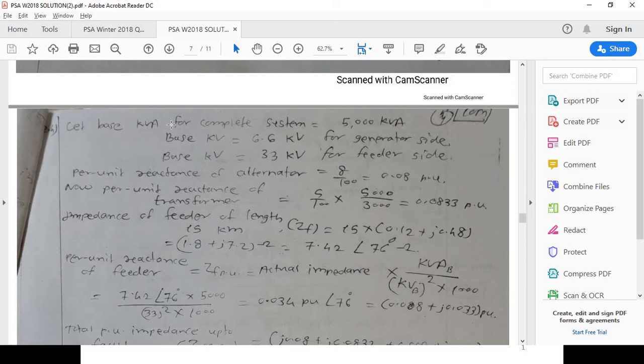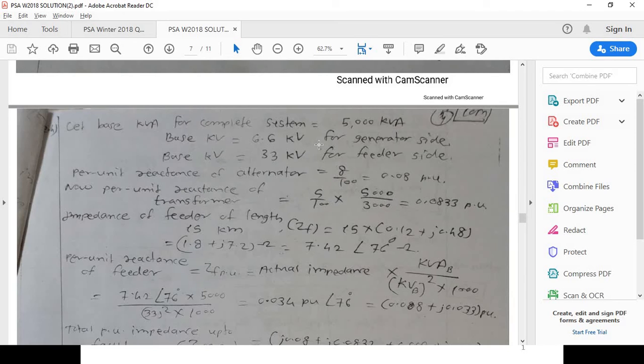But your base value of the voltage or current will not affect the final value, because of course your per unit value may change, but when you convert that per unit value into the actual value, that value will be the same. So you can consider the base value of power. Here we will consider the transformer rating as the base value. So the base value of the power, let base kVA for the complete circuit be 5000 kVA.